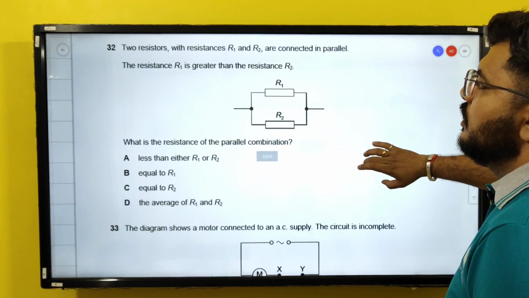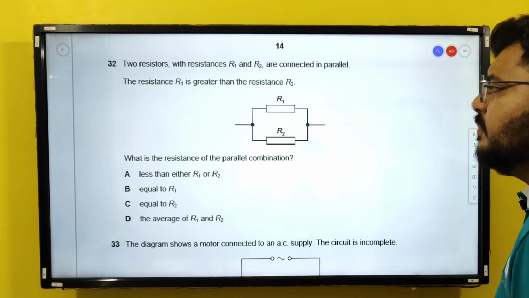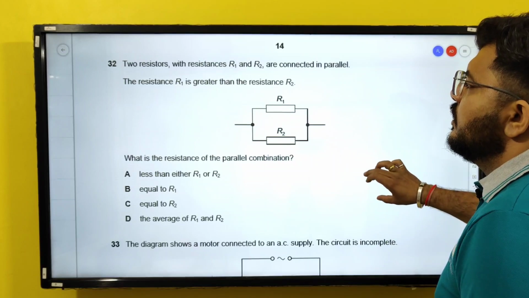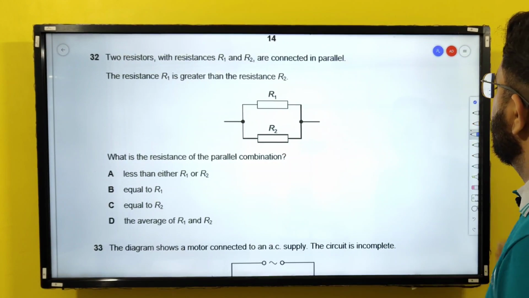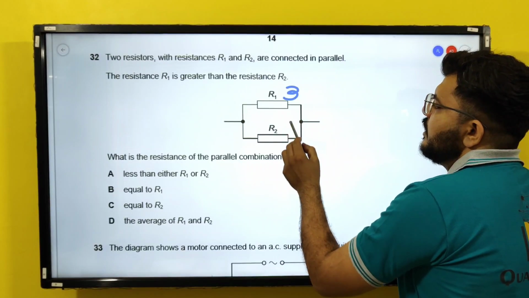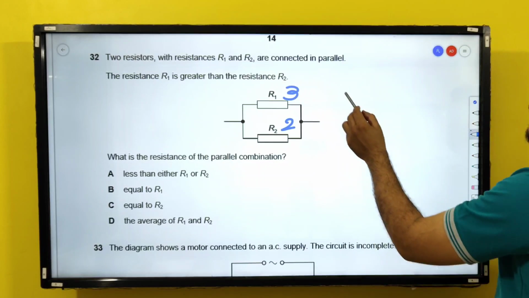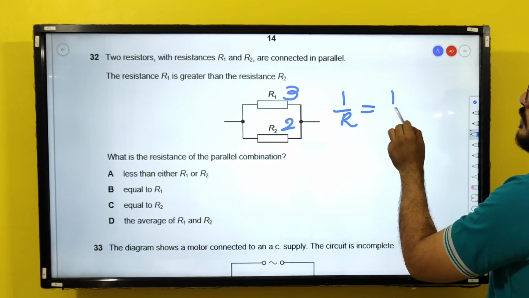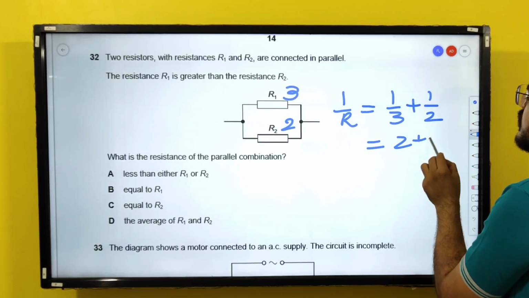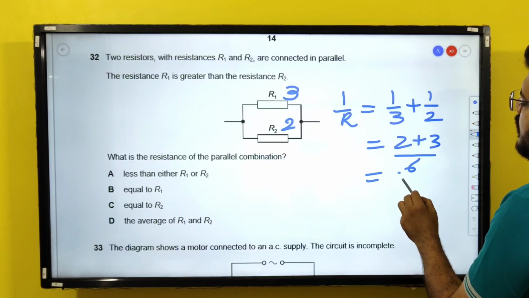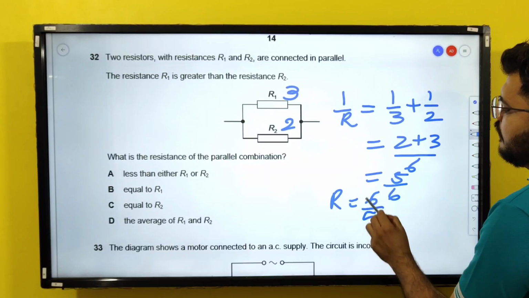Next question 32. Two resistors with resistance R1 and R2 are connected in parallel. Resistance R1 is greater than resistance R2. What is the resistance of the parallel combination? Okay, to make this easy, let's write this as 3 and this as 2 because R1 is greater than R2. So the equivalent resistance is 1 by 3 plus 1 by 2, which will become 2 plus 3 upon 6, which will be 5 by 6, and R will become 6 by 5.